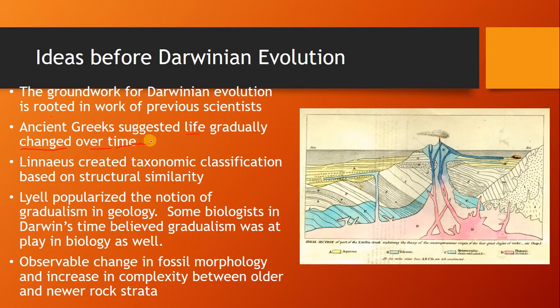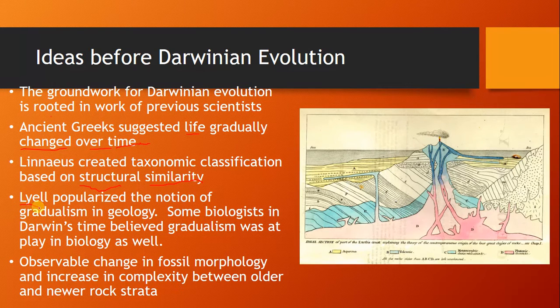So the Greeks first postulated this idea that life could gradually change over time, which is going to be extremely important to Darwinian evolution. And Linnaeus actually created the taxonomic classification we have now, with kingdom, phylum, class, order, family, genus, species. And they were based on structural similarities, so physical similarities between organisms, matching their relatedness by structural similarity.